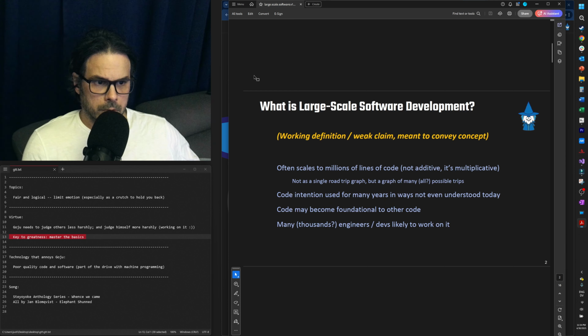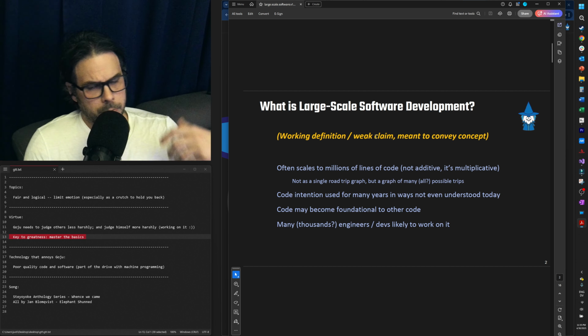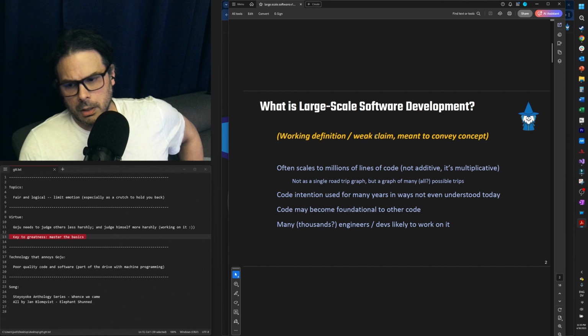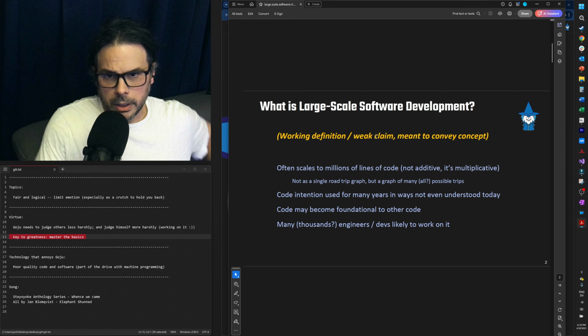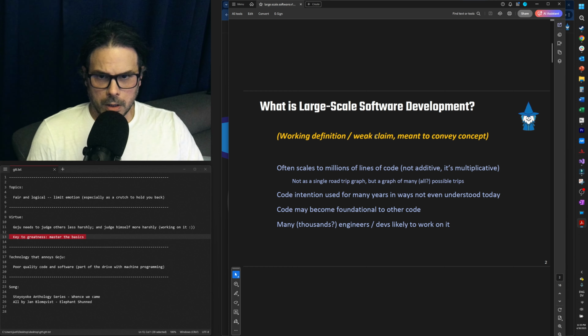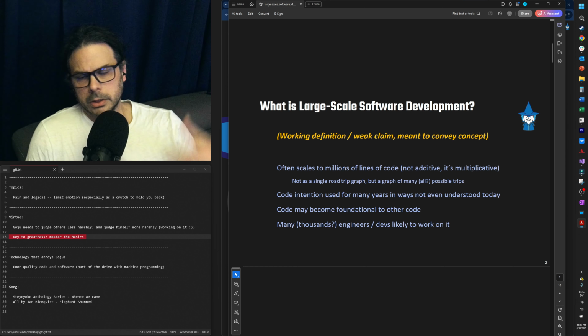Okay. So first, we need to understand what we mean by large-scale software development. This is a weak claim. It's meant to just give us a general approximation. To define precisely what large-scale software development is is probably an impossibility problem, and all of us can disagree on it ad nauseum forever. So this is just a ballpark.